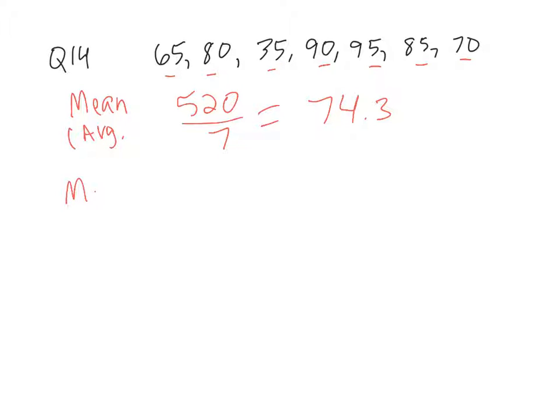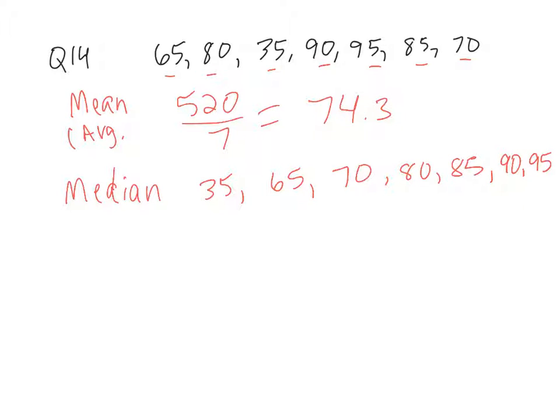To find the median, you need to put the numbers in order. So our first number is 35. The second one is 65, 70, 80, 85, 90, and 95. Find the median. I'm going to work my way to the middle, checking off one as I go. And then we find the median number is 80.